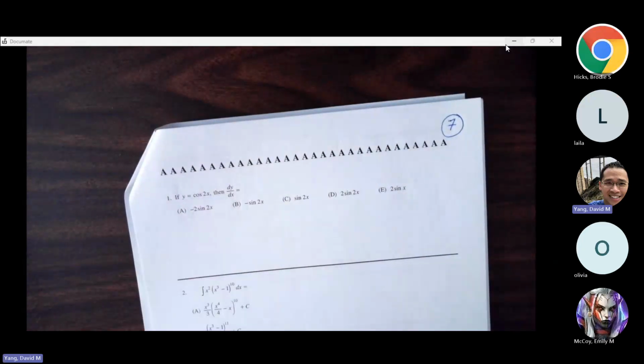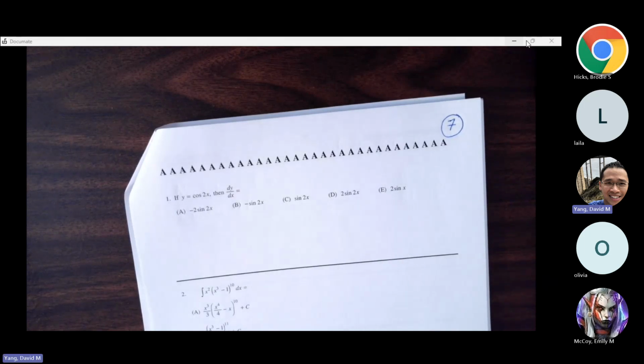Okay, so page 7. And again, if you have any questions, you can feel free to unmute yourself, or you can type it in the chat box and I'll try to check it fairly frequently so that I can hopefully answer your questions when I see it.